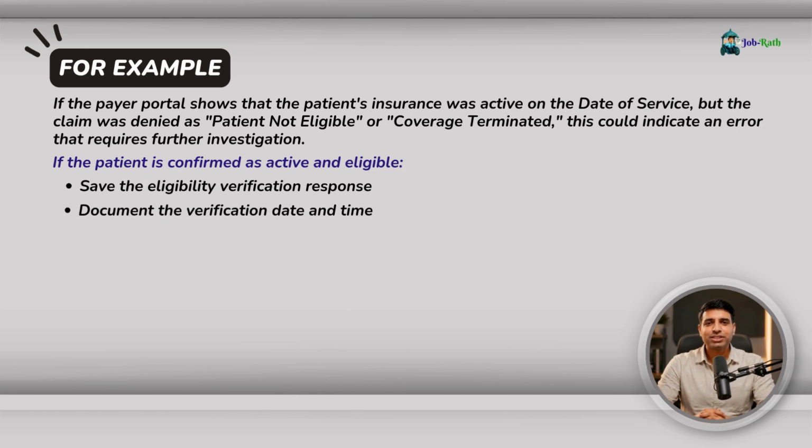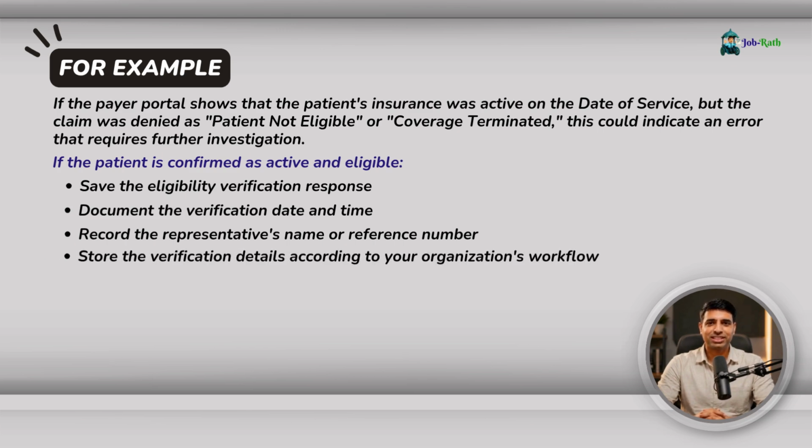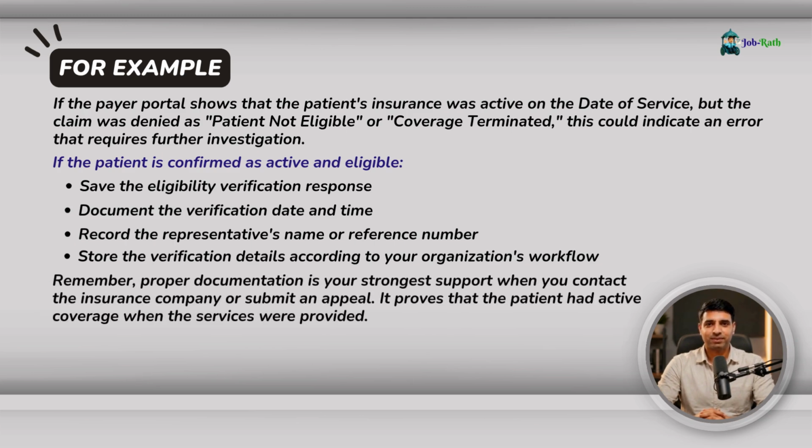Document the verification date and time. Record the representative's name or reference number if you verified eligibility through a phone call. Store the verification details according to your organization's workflow. Remember, proper documentation is your strongest support when you contact the insurance company or submit an appeal. It proves that the patient had active coverage when the services were provided.